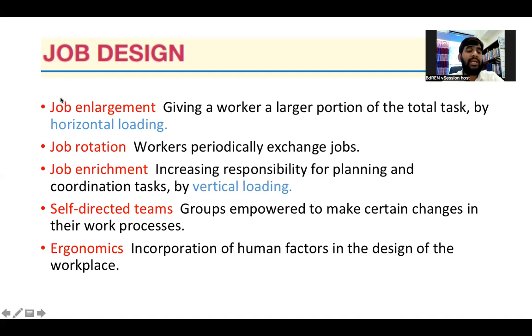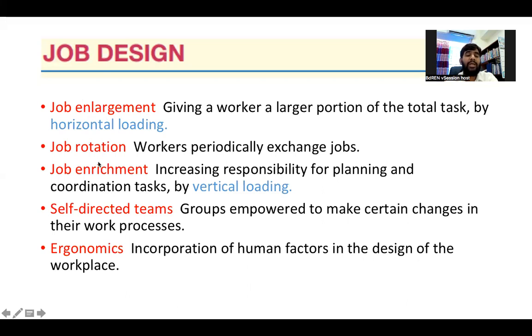Maybe you are thinking that job enlargement, job rotation, job enrichment are human resource management functions. This is also true, because the human resource department is a staff function. They collaborate with the other departments to improve the productivity of the company. Job enlargement is the job of the HR department, but the operations manager is also involved in making such decisions.